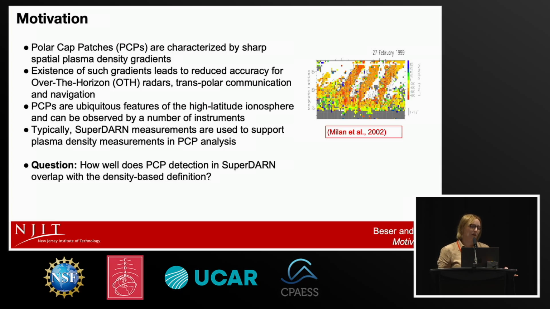Polar cap patches are very common in the high-latitude ionosphere and can be observed by a number of instruments. But usually these instruments measure plasma density directly, which is not the case for SuperDARN. So the question is how well this plasma density variability translates into the signal that we observe in SuperDARN.